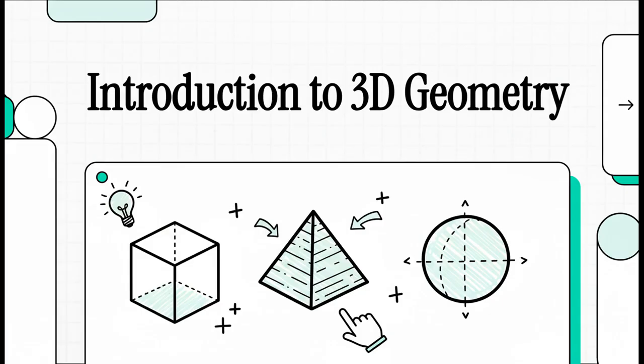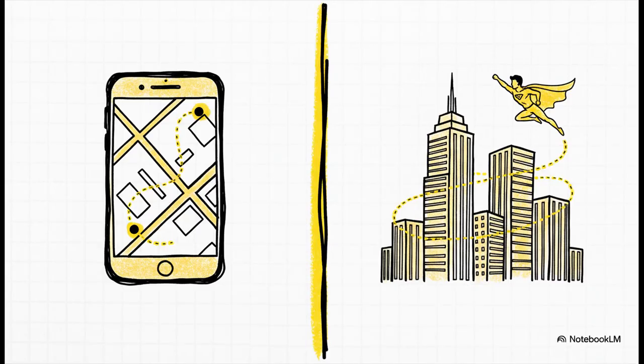Okay, let's dive into this. You know how you use Google Maps on your phone? That's all 2D geometry. Just two directions, right? But in real life, things are a bit different. Look at this superhero flying around. To find his exact location in the sky, we need a third direction, height. And that's all 3D geometry is. It's just the real world.